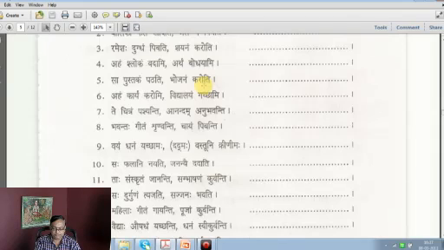Next. Te chitram pashyanti. Anandam anubhavanti. Te chitram pashyanti. Here the subject is te. They see a picture and experience happiness and enjoy. So te chitram drushtva. Pashyanti changes to drushtva.